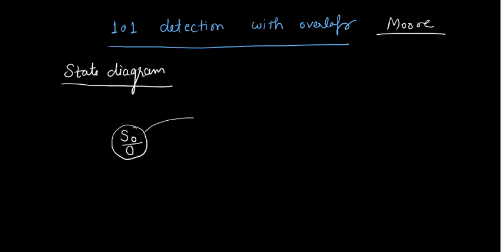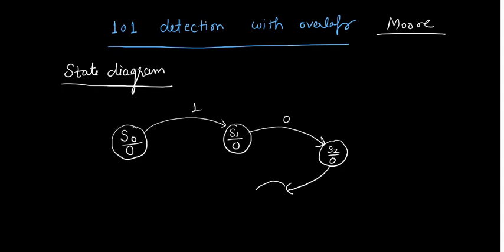If 1 happens, then we will move towards the next state, and then if 0 happens, we will move towards the next state. And then if 1 occurs again, we will move towards S3 and we will raise the flag. Now we'll complete the rest of the possibilities.